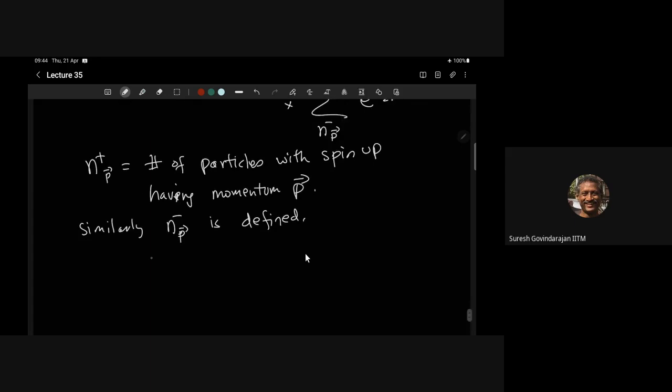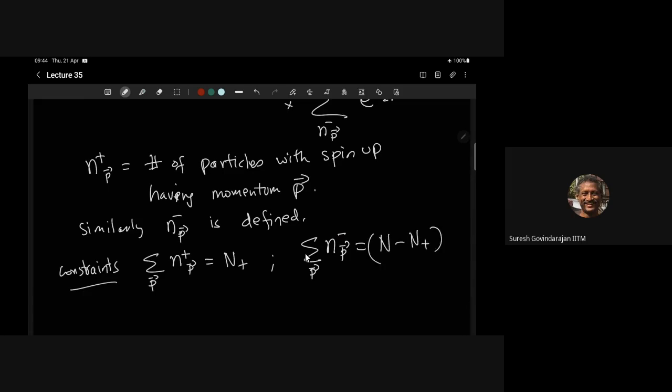Prime says that sum over all p. I'm acting like it's a discrete variable, but it could be continuous, and we replace it by integration. N plus p should be equal to n plus, and constraints should be equal to n minus n plus. It's n minus, but these are the constraints.